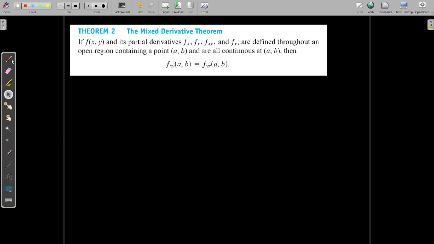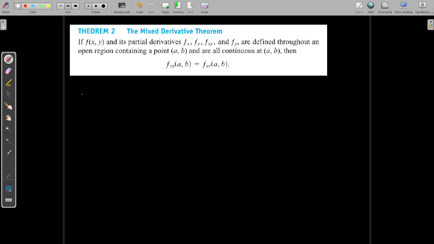Hi all. Today we discuss some theorems on the higher order partial derivatives. If f of x, y and its partial derivatives fx, fy, fxy, and fyx are defined throughout an open region containing a point (a, b) and are all continuous at (a, b), then the partial derivative of f with respect to x and then y at (a, b) will be the same as the partial derivative of f with respect to y then x at (a, b).